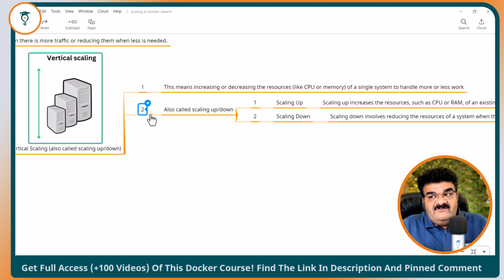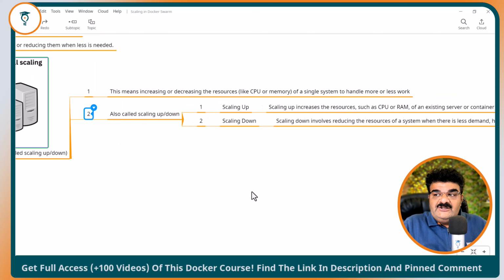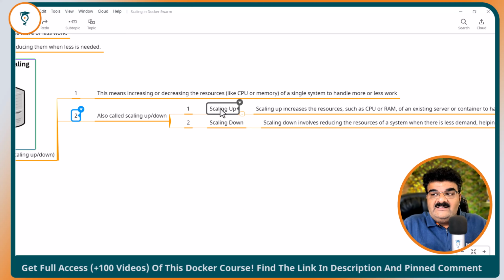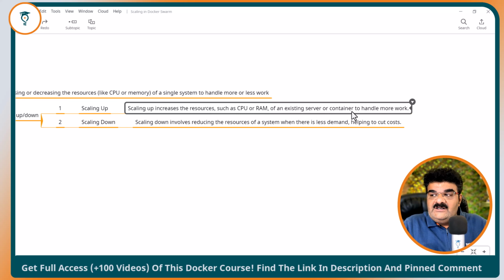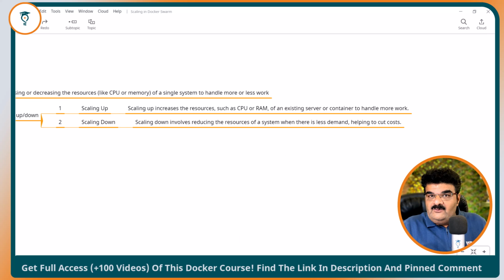Now, in vertical scaling, we are actually using two terminologies. One, scaling up. What is the meaning of scaling up? Scaling up increases the resources such as CPU or RAM of an existing server or container to handle more work. We are not going to create another container. Whatever container I have, we are just increasing its capacity. It is known as vertical scaling, and when you increase this capacity, we call it scaling up.